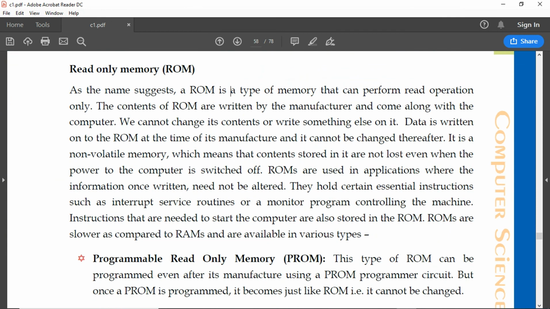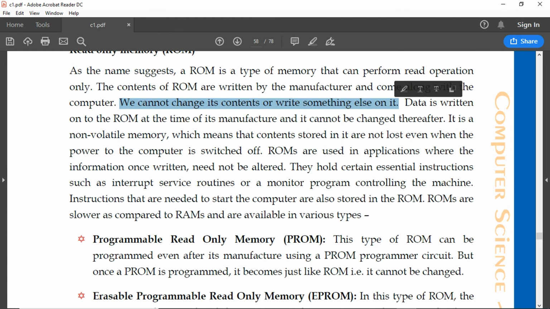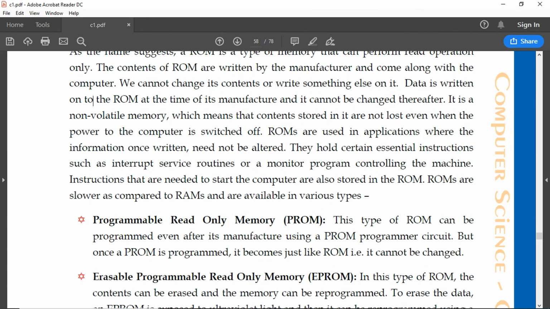Read-only memory, ROM. As the name suggests, a ROM is a type of memory that can perform read operation only. The contents of ROM are written by the manufacturer and come along with the computer. We cannot change its contents or write something else on it. Data is written onto the ROM at the time of its manufacture and it cannot be changed thereafter. It is a non-volatile memory, which means that contents stored in it are not lost even when the power to the computer is switched off.